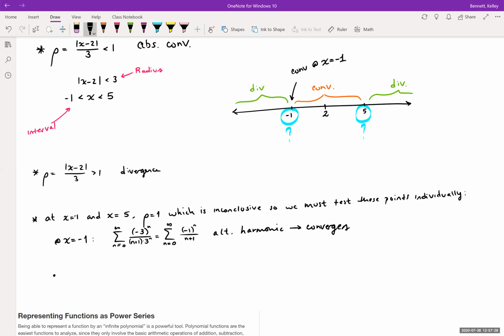And now we're going to test at x equals 5. When I plug in 5 for x, what do I get? 3 to the n over (n plus 1) times 3 to the n. This simplifies to the sum from n equals 0 to infinity of 1 over n plus 1. And so this is just your regular harmonic series, which we know is a divergent p-series with p equals 1.